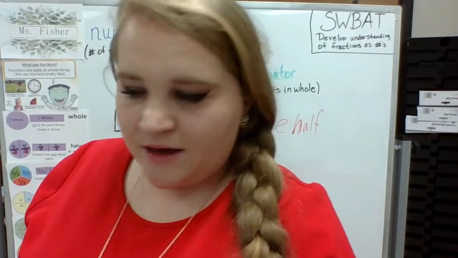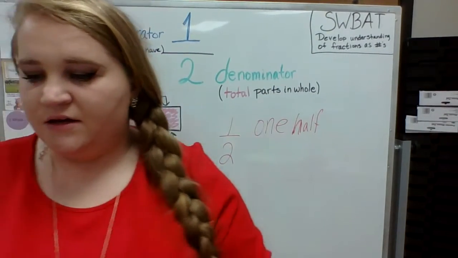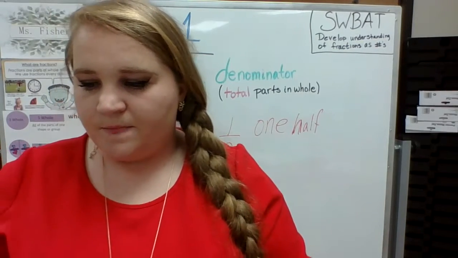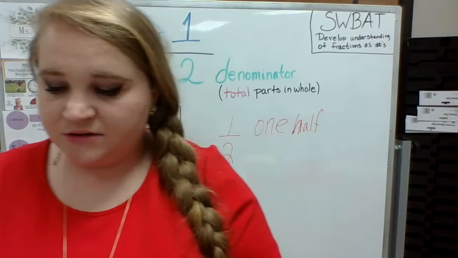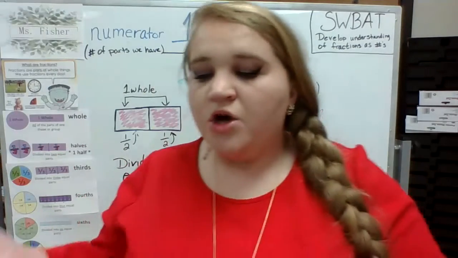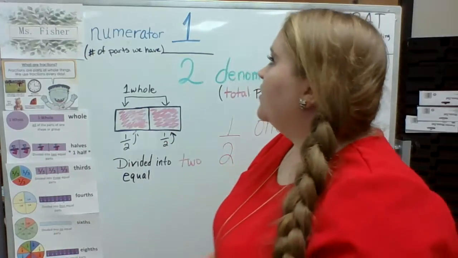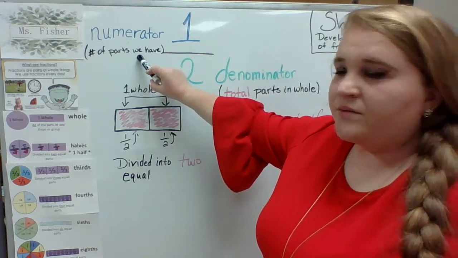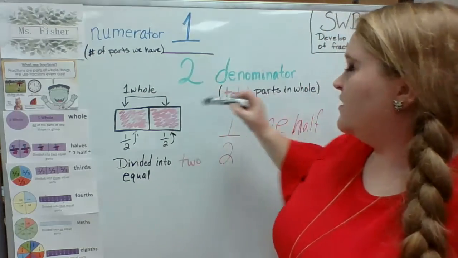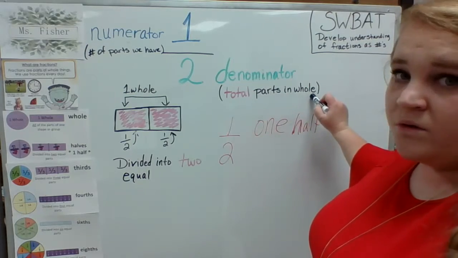Okay? And every time you divide a whole into several equal parts, you get a fraction. So let's talk about numerators and denominators, okay? So numerators, a number of parts that we have, and a denominator, total parts in a whole.